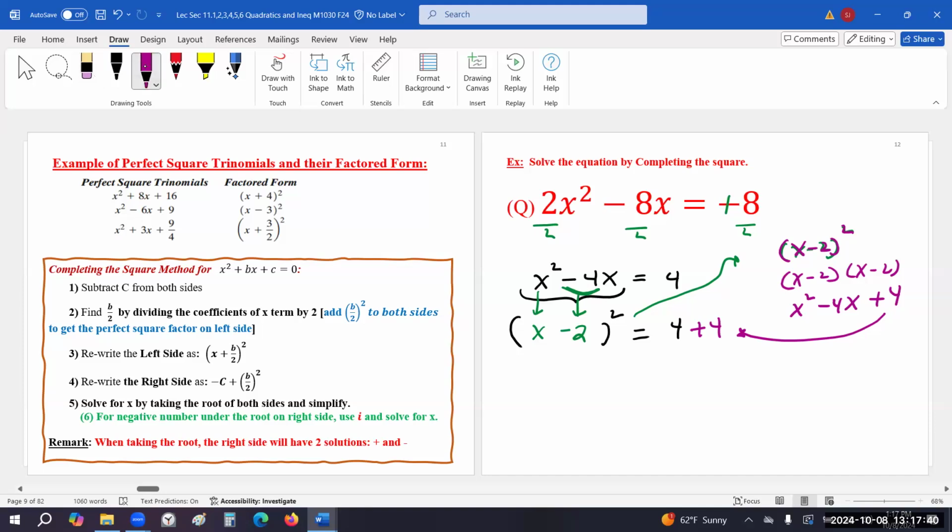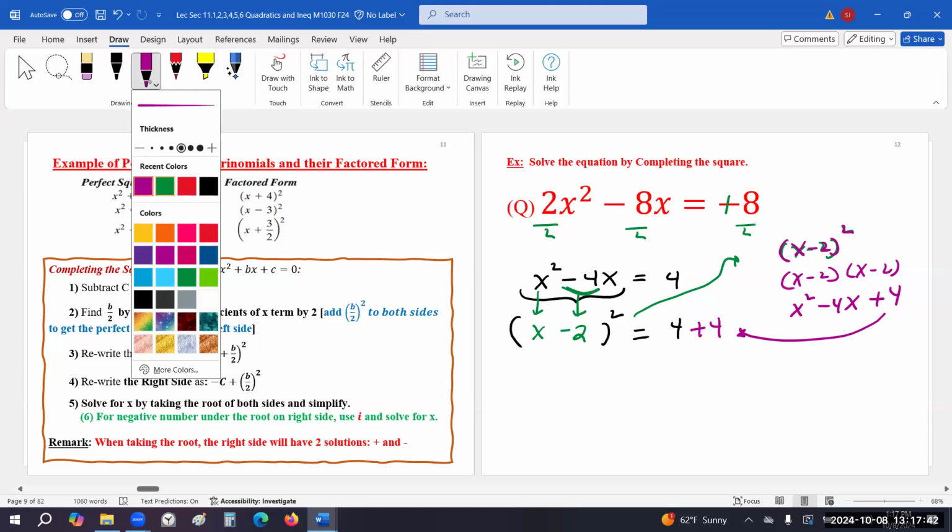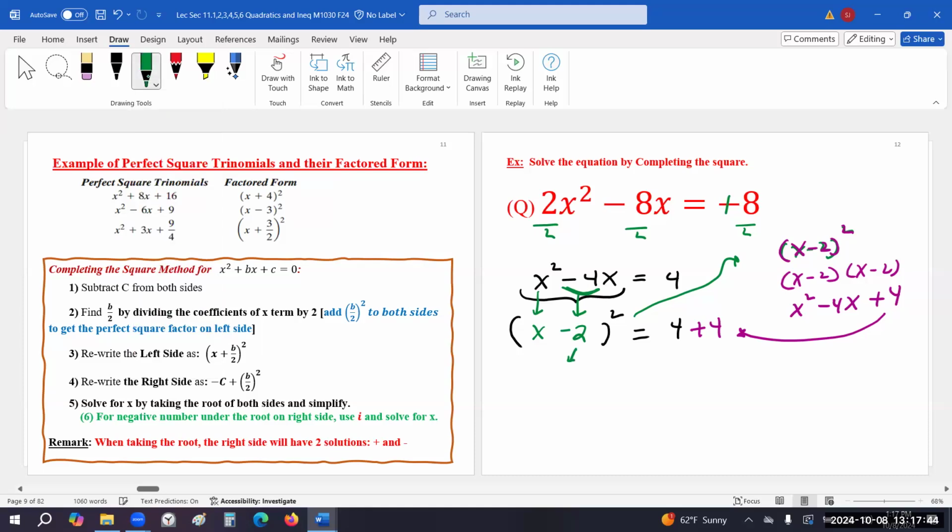So let me write down the rule here. Half means b/2. And this is always b/2 squared. So you add b/2 inside the parentheses, but you add b/2 squared on the other side of the parentheses, the other side of the equal sign. This is the rule.